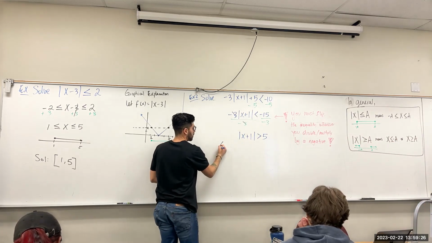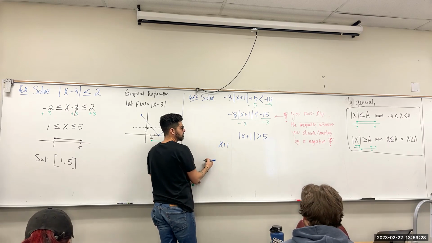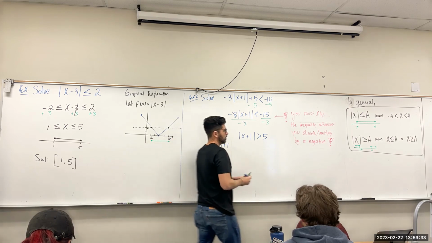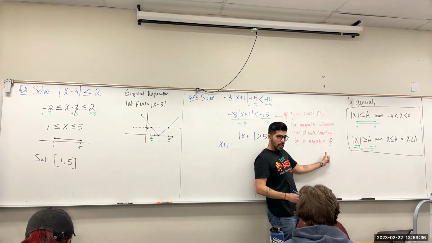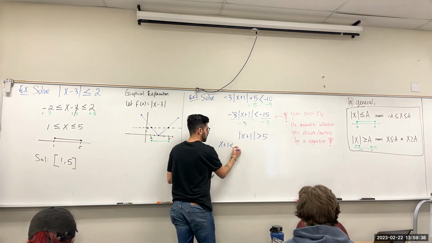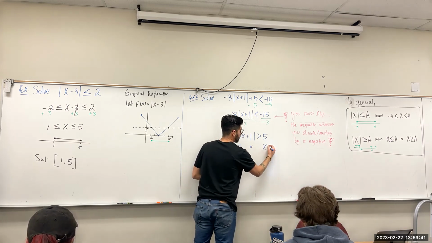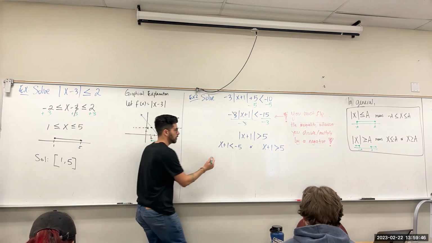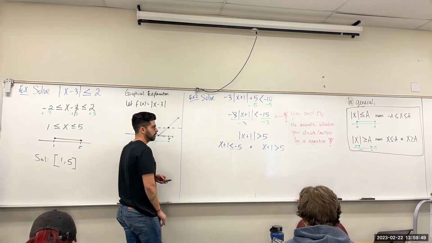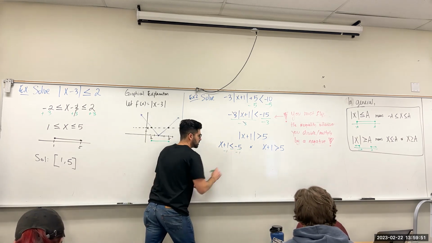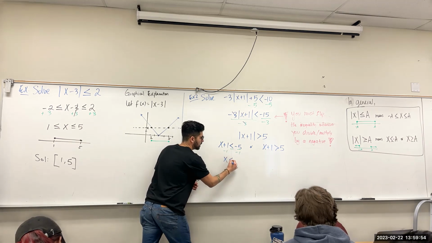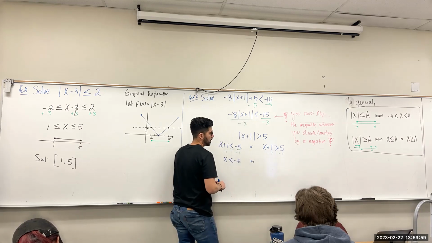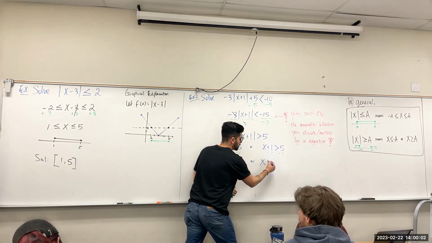So I need x plus 1 to be what in terms of -5? Less than. You want it to be less than -5, or you want x plus 1 to be greater than 5. So here you got to make sure you negate the number. Subtract 1 from both sides, you get x must be less than -6, or subtract 1 from both sides, x must be greater than 4.